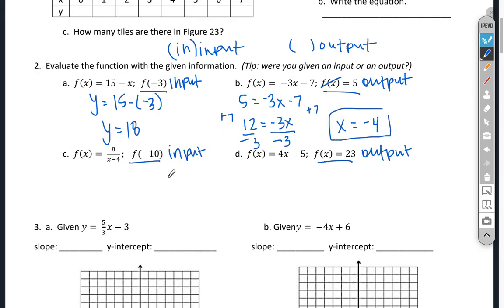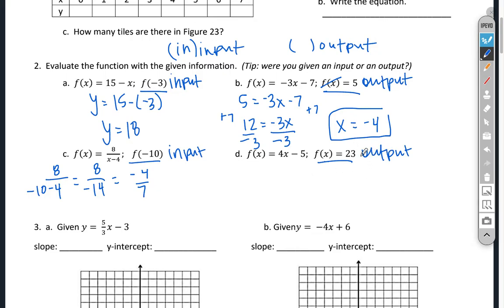All right, C, we've got f of negative 10, which we have established already as an input. So we're going to plug in for x. So we'd have 8 over negative 10 minus 4. Don't worry about this being a fraction just yet. Let's just work out what we've got. So we'd have 8 over negative 14. Negative 10 minus 4 is a negative number. And then 8 over negative 14 can be simplified to negative 4 over 7. Notice I moved the negative sign up, but it doesn't matter if it goes in the numerator, denominator, or out to the side. This whole fraction is negative.